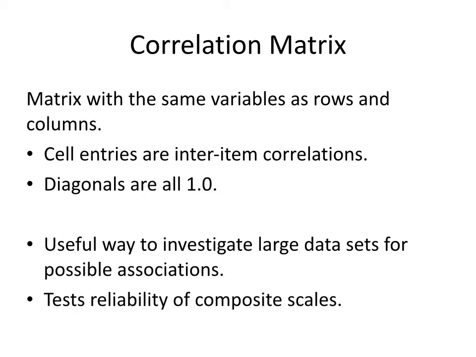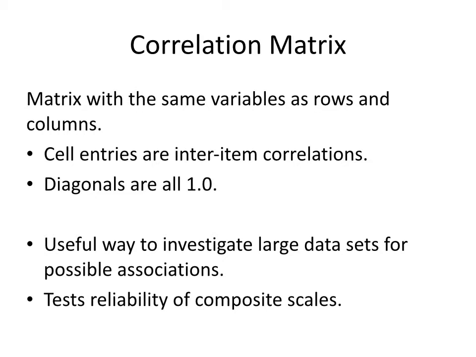When researchers are investigating shared variance among pairs of variables, they typically look at more than one pair. So they're typically looking at a number of variables to try to determine which pairs of the variables share variance. And the result of that is a correlation matrix. This is a matrix with the same variables as rows and columns. And the cell entries represent inter-item correlations. So each cell entry is the R value for the correlation between the designated row and column variables.